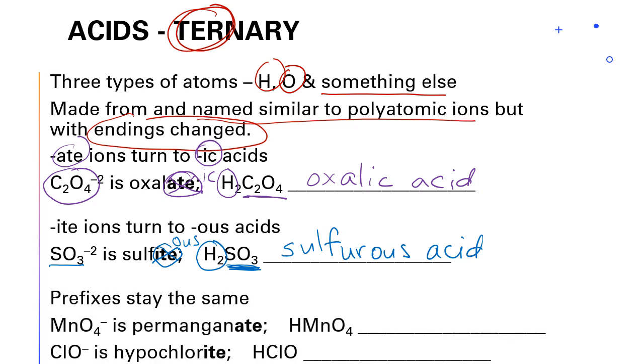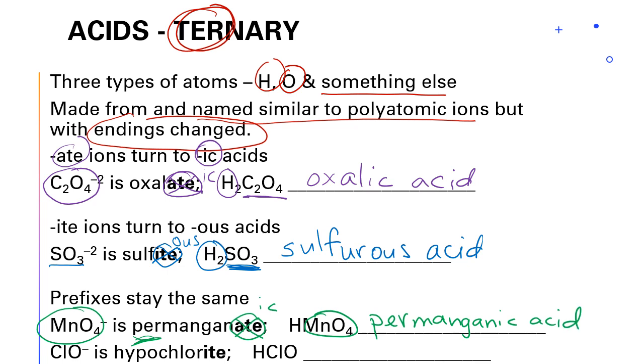And then the prefixes, if there are any prefixes, those just stay the same. That doesn't change anything. So we have MnO4, that's permanganate. I'm going to leave the beginning part alone. I'm only changing the ending, ate to ic. So this is permanganic acid instead of permanganate acid.